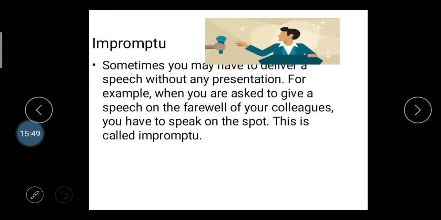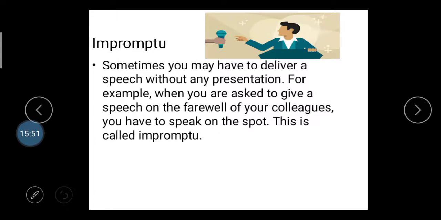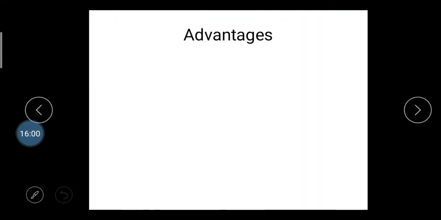Then after, here there is an image where the person gets an impromptu on the time; they are given the mic and you have to speak. Okay, so what are the advantages of this speech?